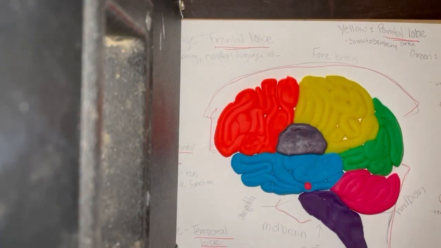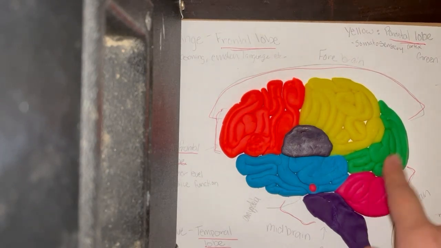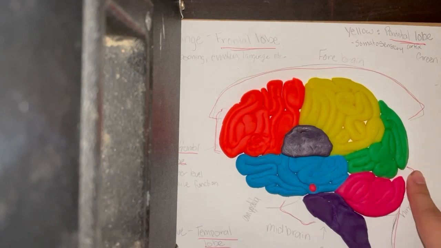Moving back to the occipital lobe, which would include the visual cortex. It is located right here in green, and is the primary visual cortex, which is responsible for processing visual information.